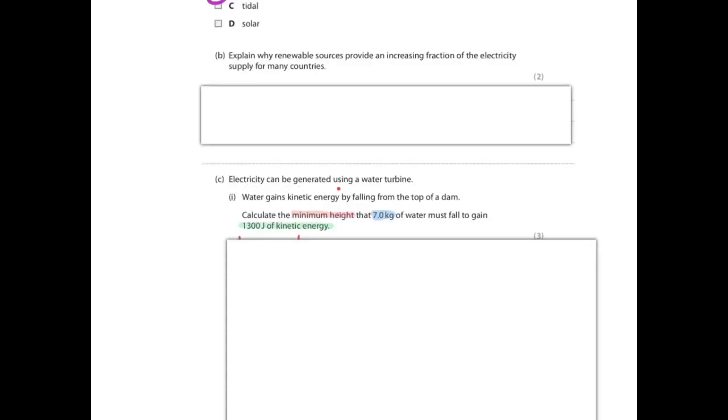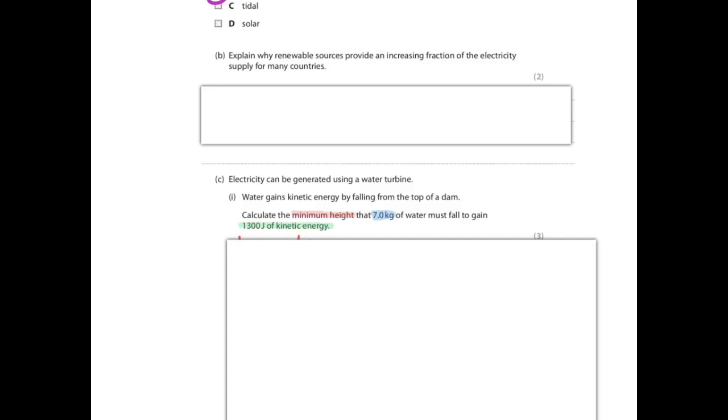Electricity can be generated using a water turbine. Water gains kinetic energy by falling from the top of a dam. Calculate the minimum height that 7 kilograms of water must fall to gain 1,300 joules of kinetic energy.